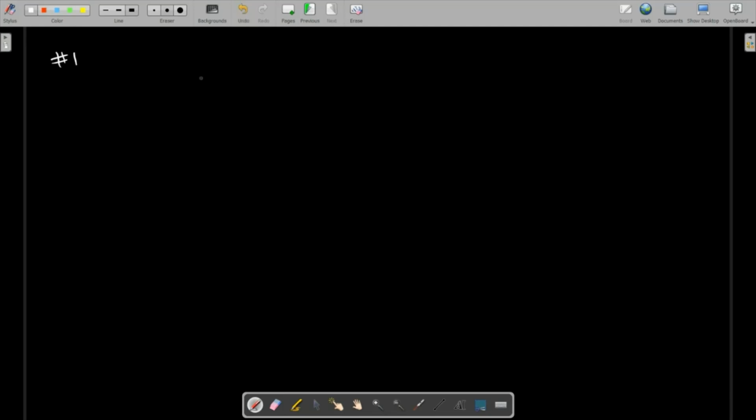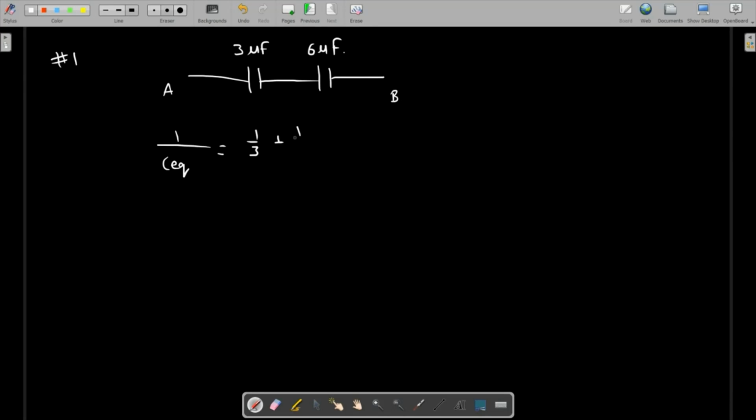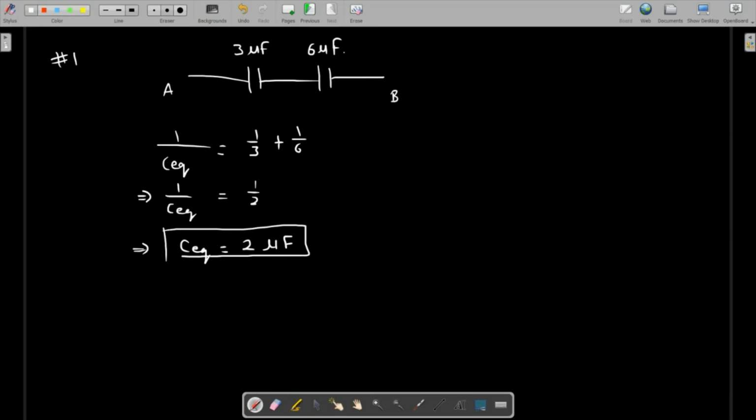So let's talk about the examples. We have two capacitors which are connected between A and B. This is of 3 microfarad. This is of 6 microfarad. What is the equivalent capacitance? So 1 over C equivalent is going to be 1 over 3 plus 1 over 6. 1 over 3 plus 1 over 6 is 1 over 2. But mind it, this is not the answer, but this is the value of 1 over C equivalent. So taking reciprocal of both sides, C equivalent comes out as 2 microfarad. So this is the answer.